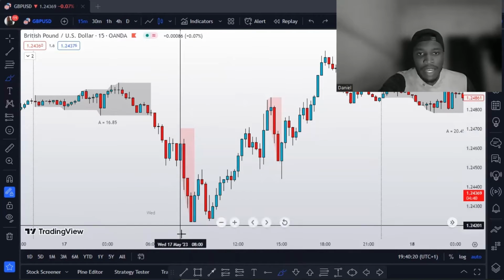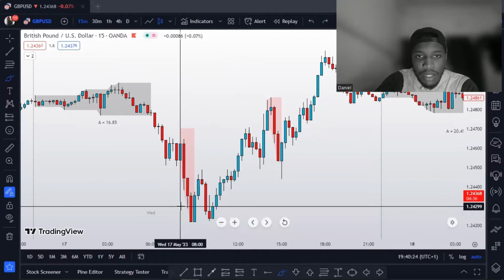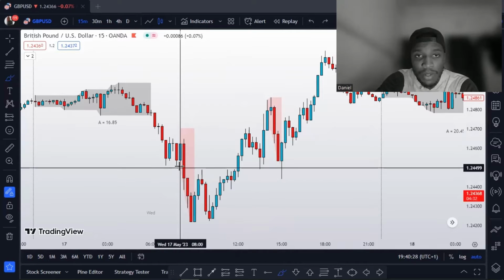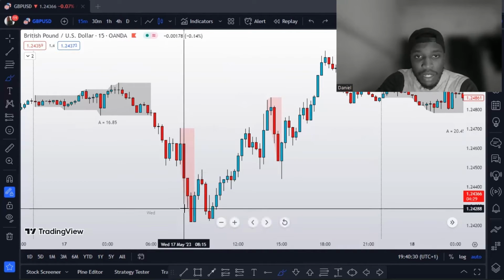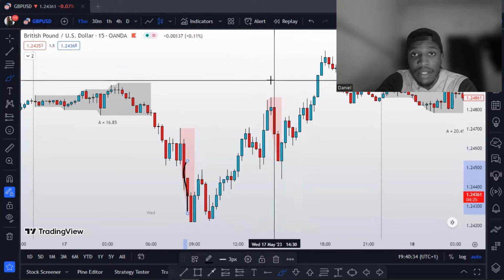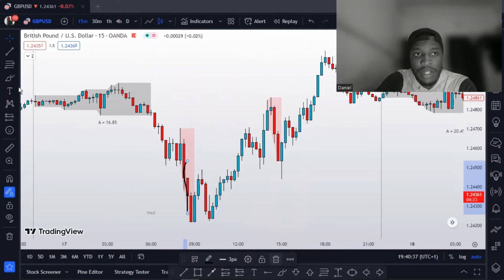London session opens at 8 o'clock my time. So as you can see here, it opens at 8:30 my time, not 8 o'clock. So this is 8 o'clock. So 8:30, this is London session right here. So it's best to wait for London session to look for this pattern. If you had waited for London session, then your patience would have paid off.